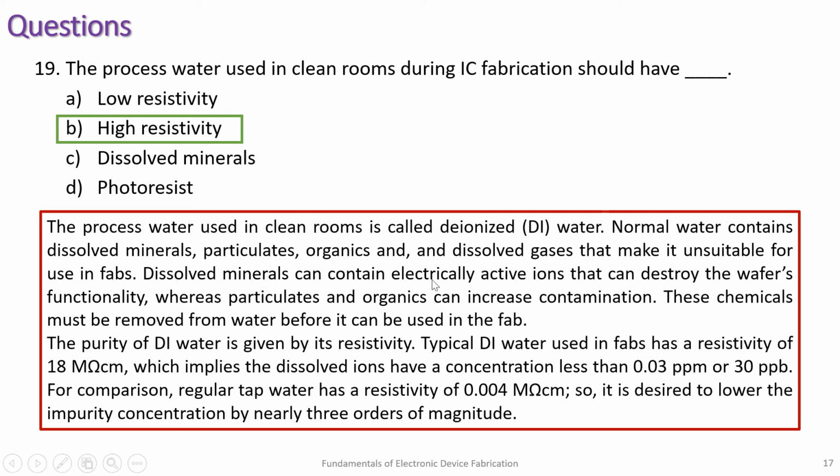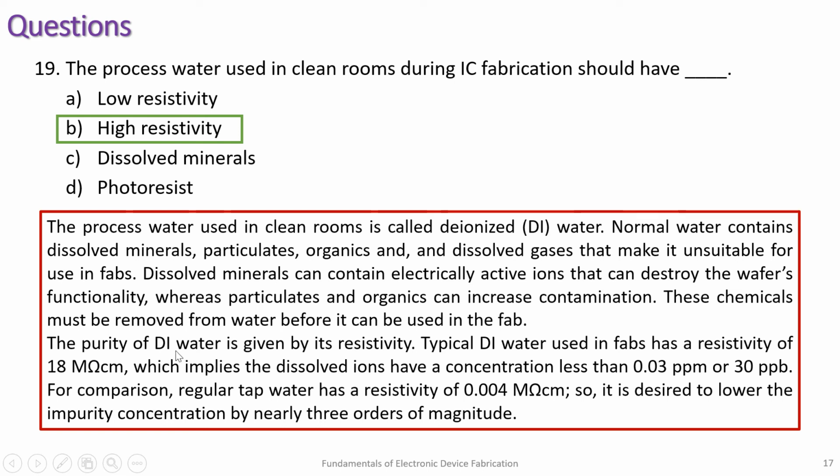So dissolved minerals are electrically active and they can destroy the wafer's functionality, whereas particulates and organics can increase contamination. These chemicals must be removed from water before it can be used in fabrication. So is that clear for all of you? Why we use deionized water?